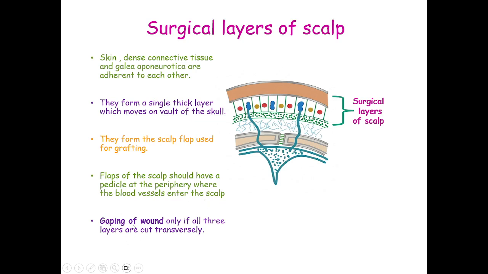Now we can see gaping of the wound. That means we can see a gap in the two lips of the wound only if these three layers are cut transversely. So when we are taking a cut from right to left side, then only we can see there is a gap in the wound if all three layers are cut together. If only the first layer or only the second layer is cut, we can't see gaping in the wound.